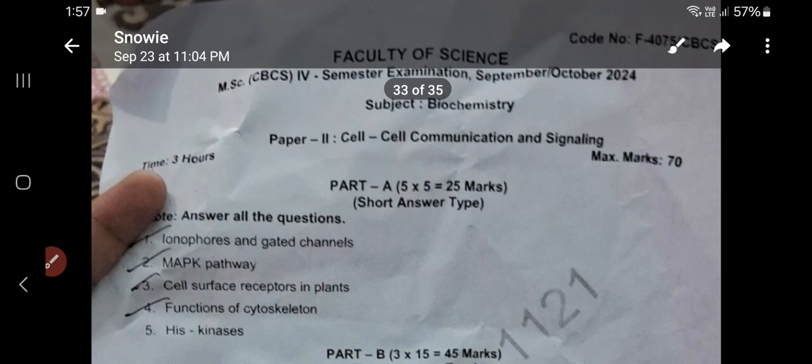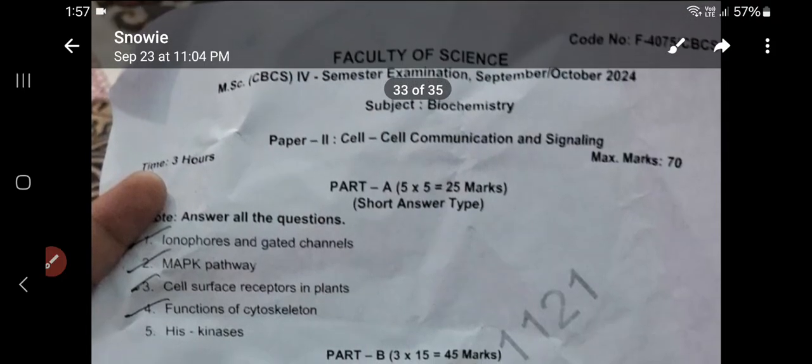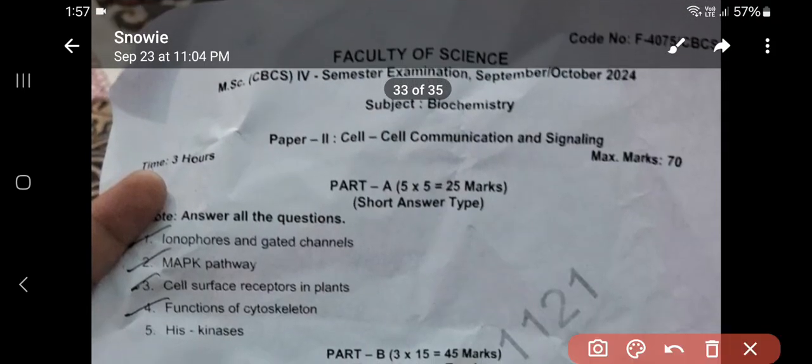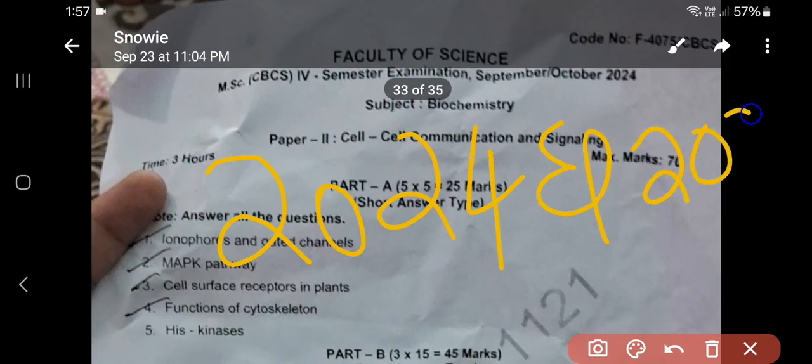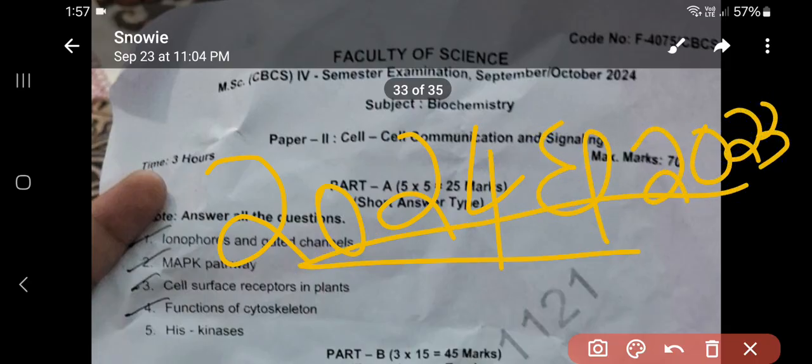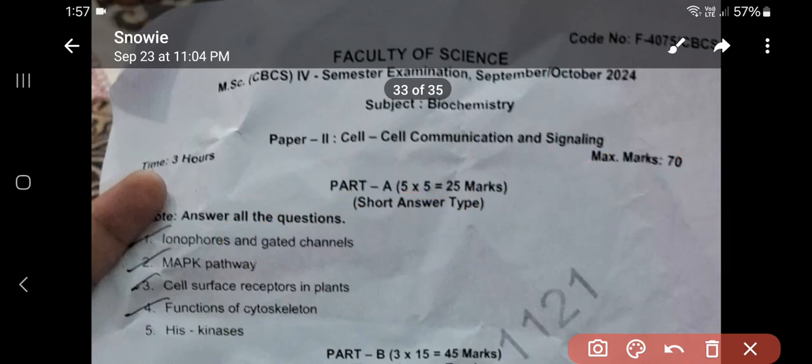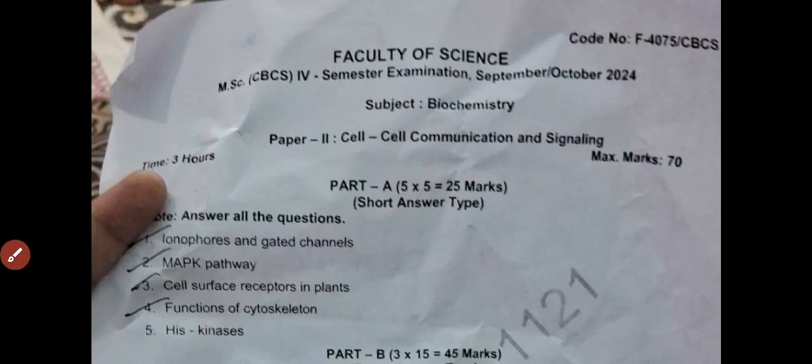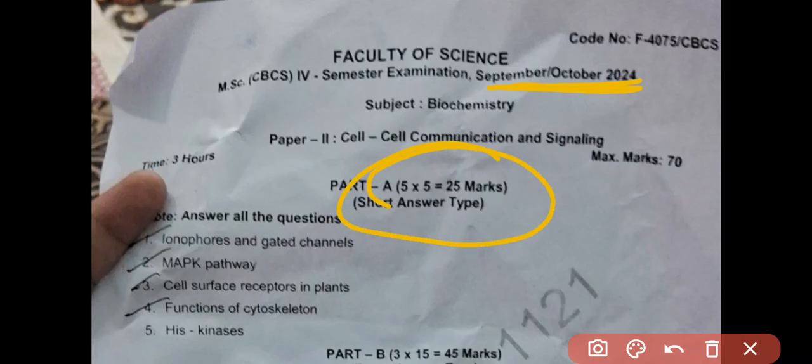Today in this video we'll be going to see fourth semester previous year papers, that is 2024 and 2023. Okay, so here first we'll be going to see the 2024 paper, that is from September to October paper. Here you can see there were five short questions asked in paper 2, that is Cell Communication and Signaling, the name of the paper.